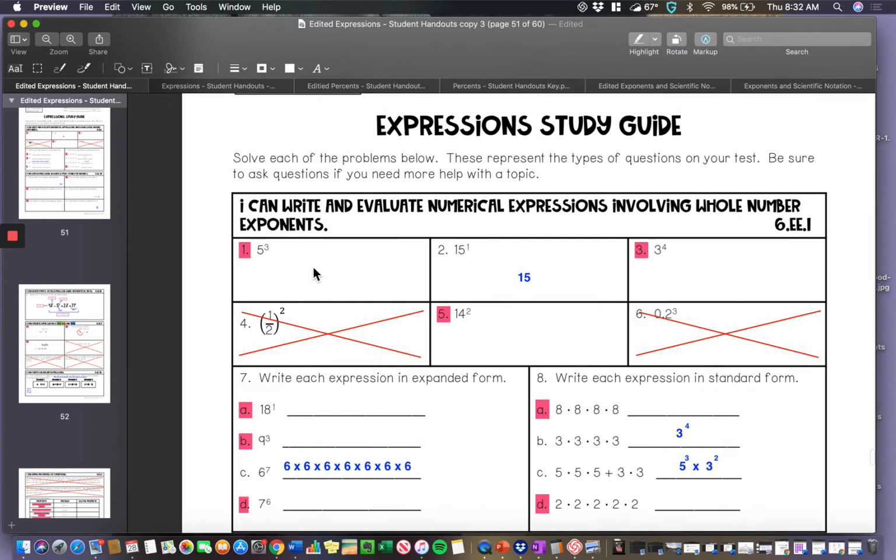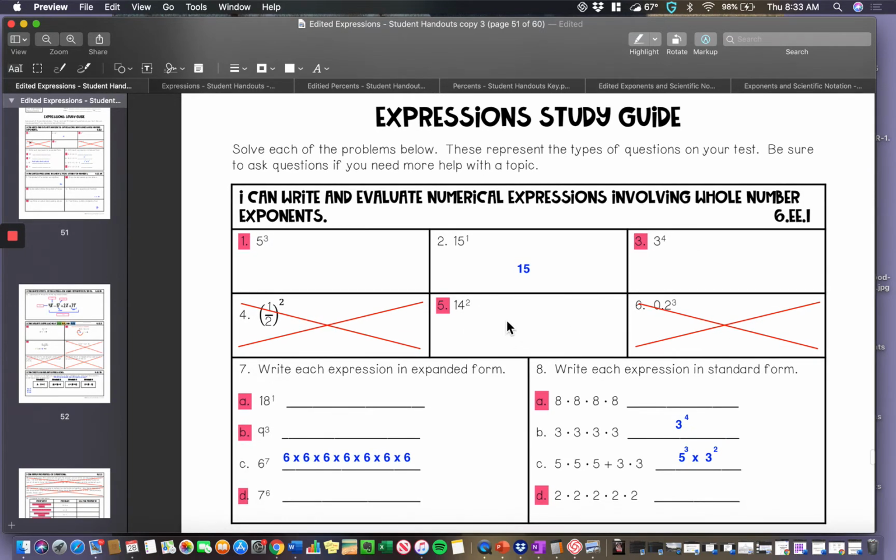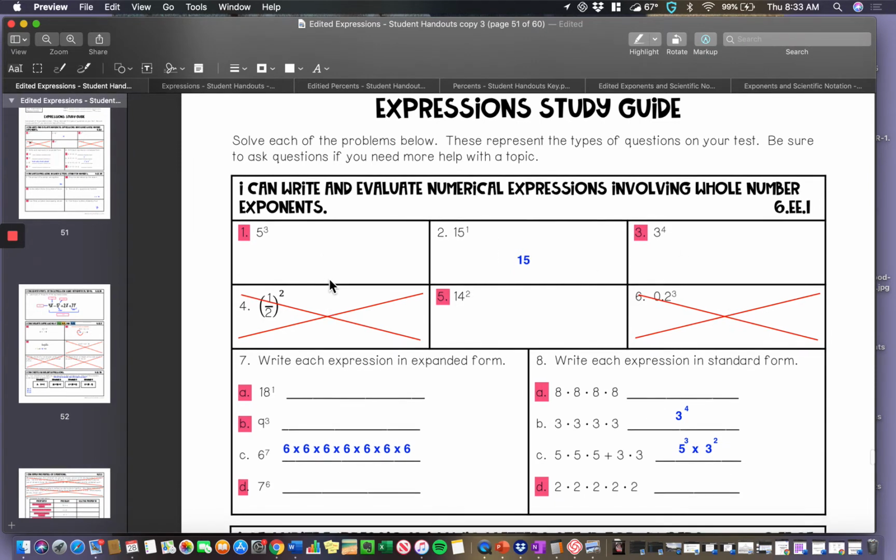So, what you're going to be doing is writing the answer to these problems. So if it's 5 to the third, you need to give me what 5 to the third equals. So it would be 5 times 5 times 5 equals blank. Okay? And the same is going to be said for 3 and 5. I want an answer here. I want to know what 14 squared is, and I want to know what 3 to the fourth is.